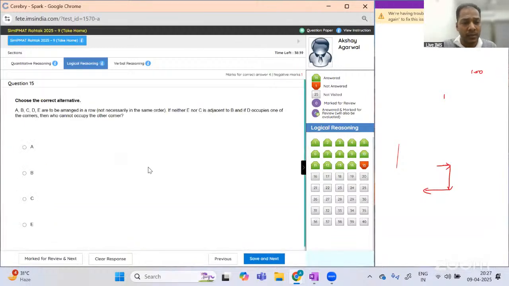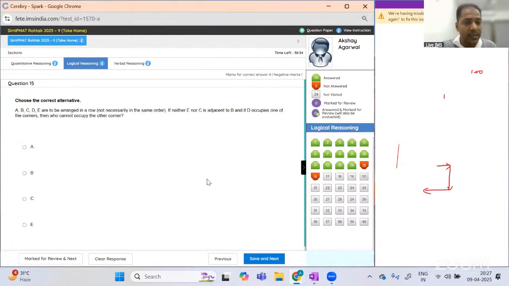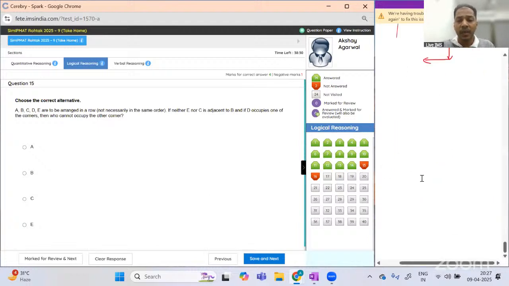A, B, C, D are to be arranged in a row. If in either A, this is this, then who cannot occupy the corner? Only one clue, okay. A, B, C, D are to be arranged in a row. If neither E nor C is adjacent to B and if D occupies one of the corners. Neither E nor C is adjacent to B and D occupies one of the corners.